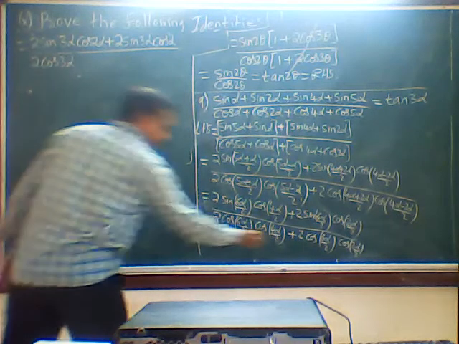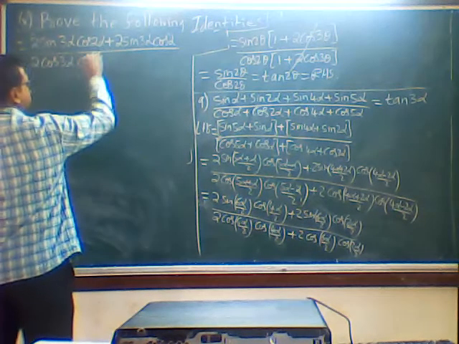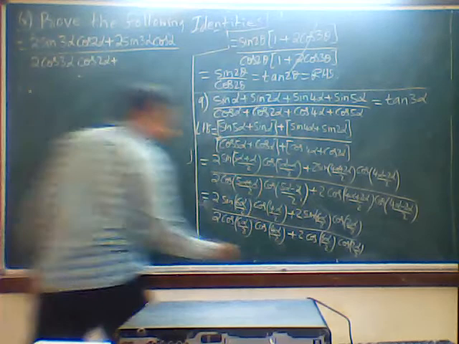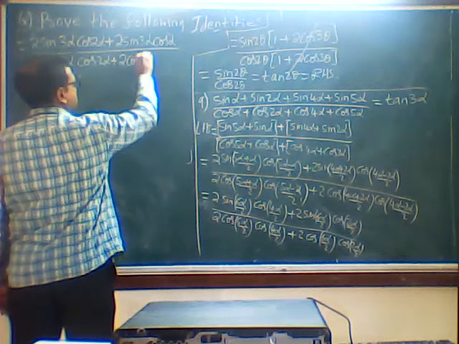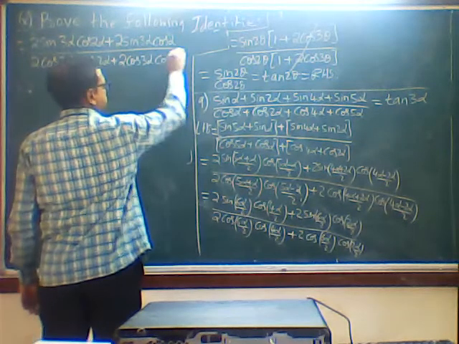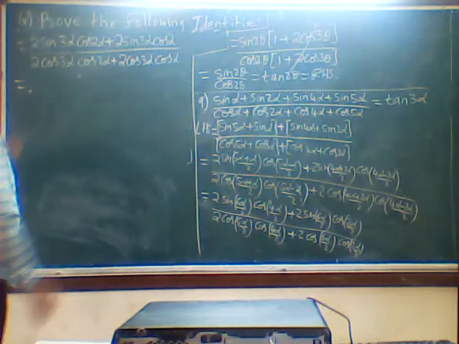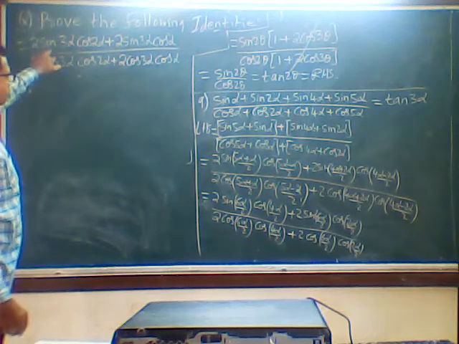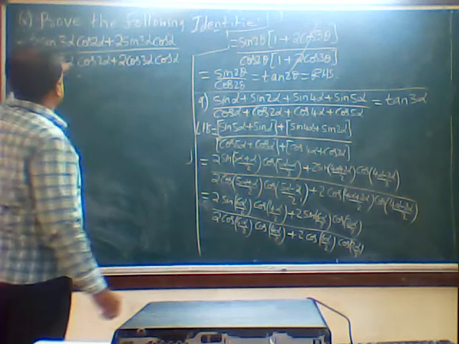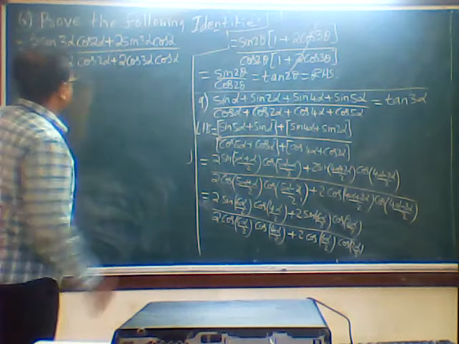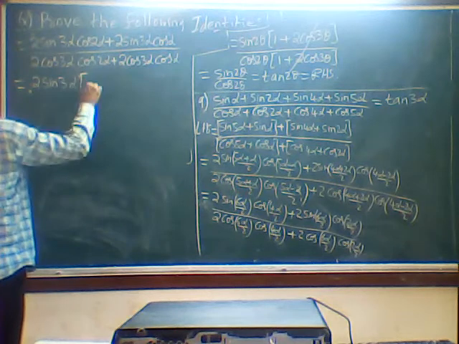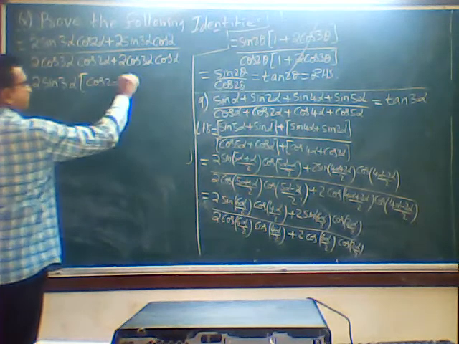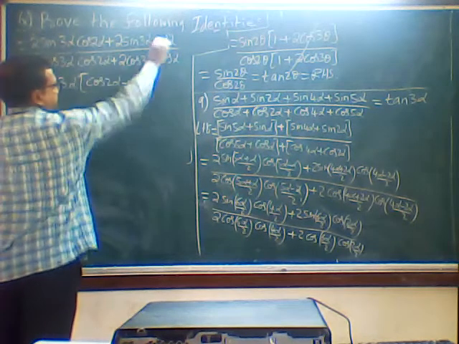3 alpha, again 2 on the 2, plus again 2 on the 2, 3 alpha, again 2 cancels, only cos alpha. Okay, now see here in the numerator 2 sin 3 alpha will take common, both are having 2 sin 3 alpha common, and left with cos 2 alpha plus this cos alpha.